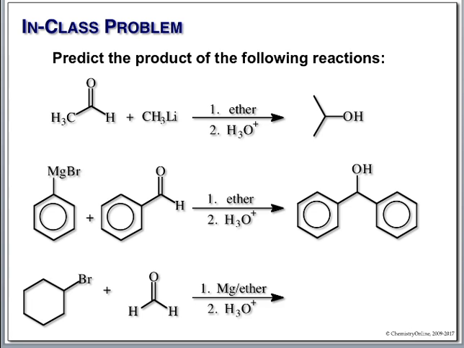Our third one, we're dealing with formaldehyde, 2 hydrogens. Same thing is going to happen. The carbanion will attack. This will be an OH with 2 hydrogens bonded to this stuff.